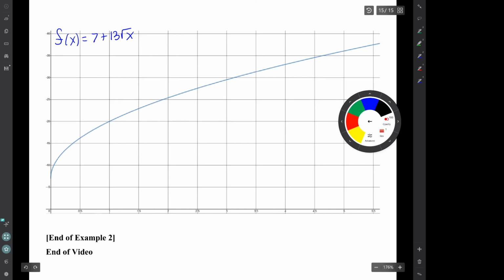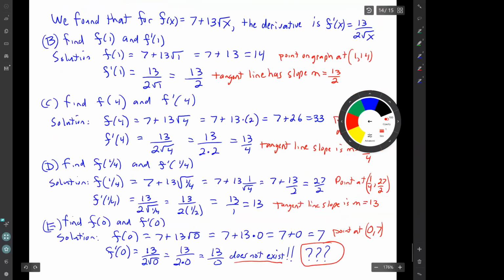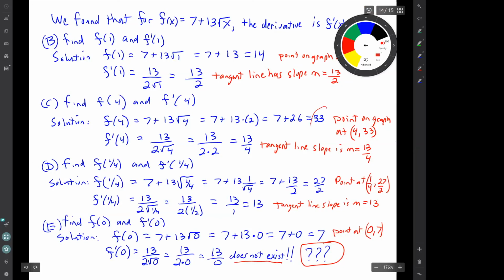In part B, we found that when x is 1, y is 14. So there's a point (1, 14). And we found that f prime of 1 was 13 halves. That told us that this tangent line has slope m equals 13 halves. In part C, we found that f of 4 was 33, and we found that f prime of 4 was 13/4. So those things told us about a point on the graph at (4, 33), and a tangent line slope there of m equals 13/4. So let's add those to the graph.